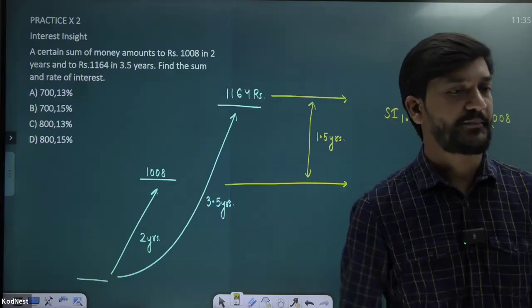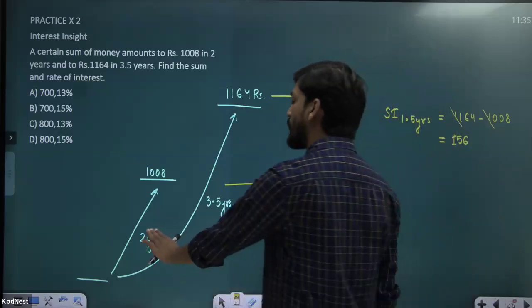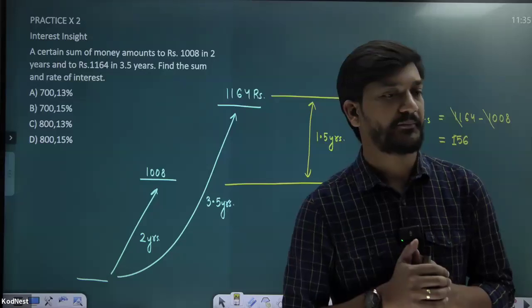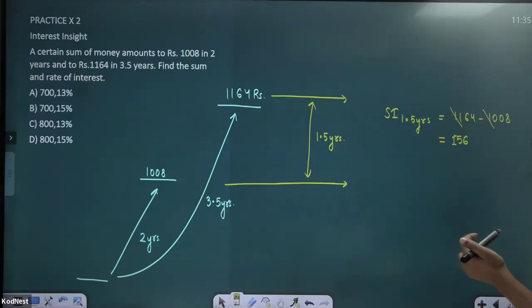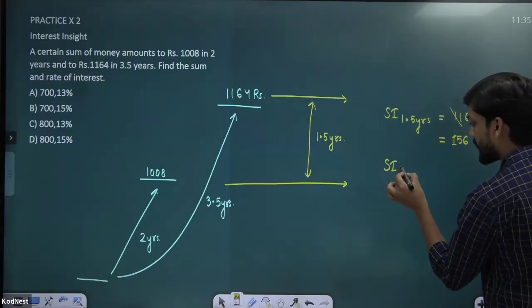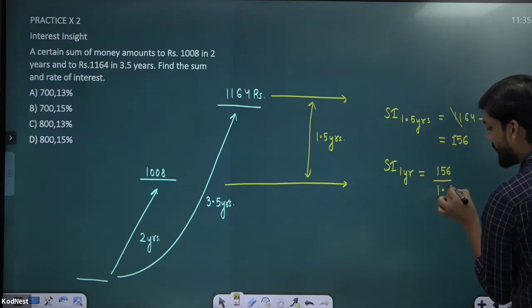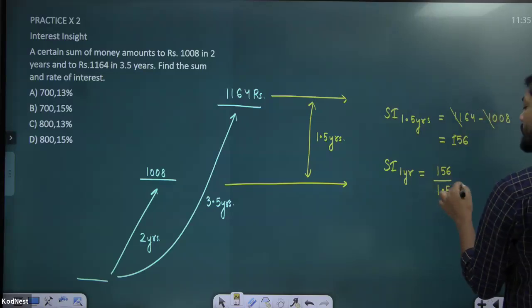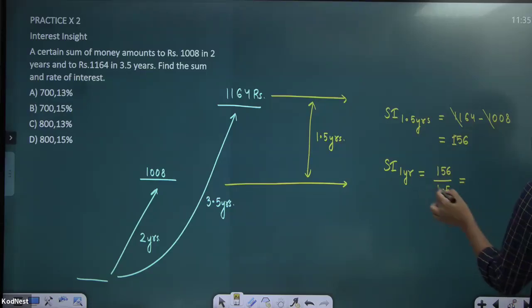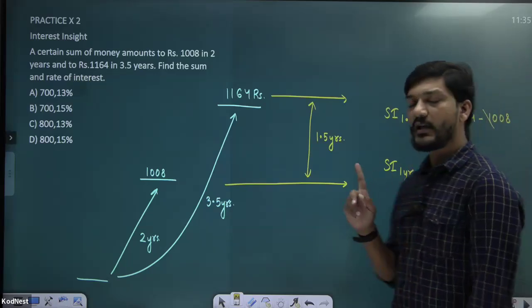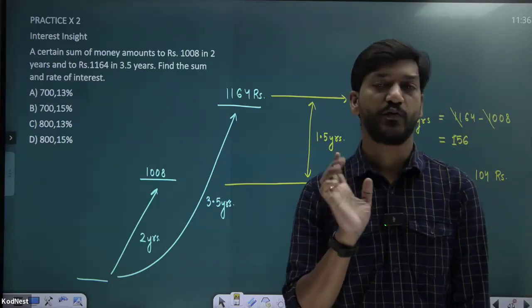So 1 year, how much? I actually want for 2 years, but still I'm asking for 1 year. Divide by 1.5. Okay, so simple interest of 1 year will be equal to 156 divided by 1.5, or 3 by 2. Now 1.5 into 10 will give you 15 and 1.5 into 4 will give you 6. So 104 rupees. Simple calculation. So 1 year interest is 104.